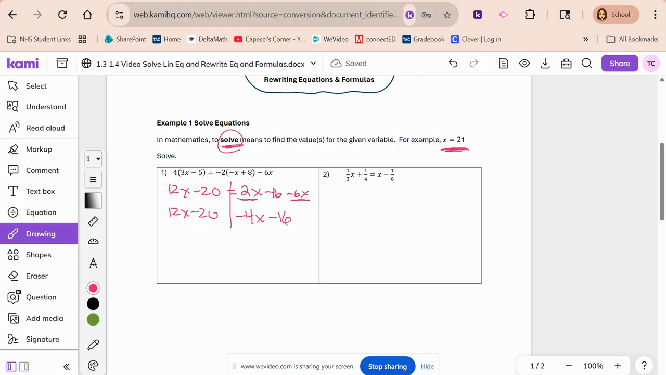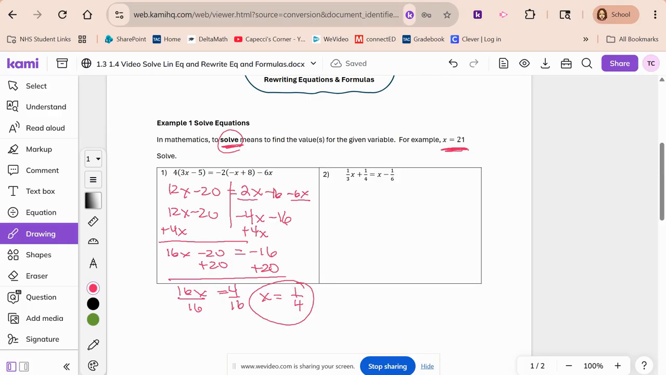Now, I usually like to move the variables first, but you don't have to. So I'm going to move this 4x to the left-hand side. And I get 16x minus 20 is equal to negative 16. Add 20 to both sides, and I have 16x is equal to 4. Divide both sides by 16, so that simplifies to 1 over 4. So x is equal to 1/4.